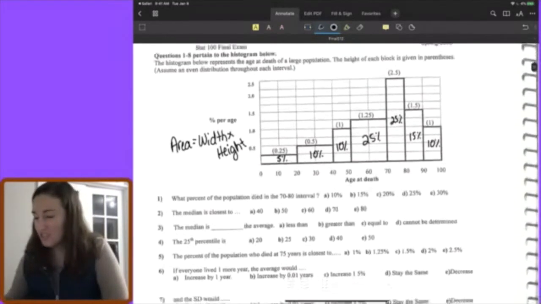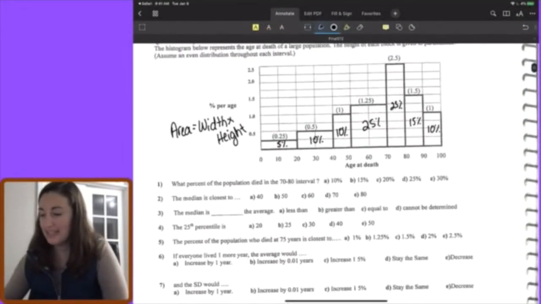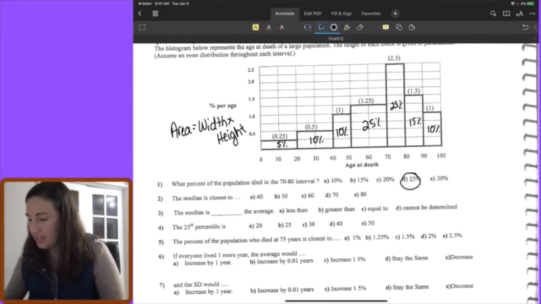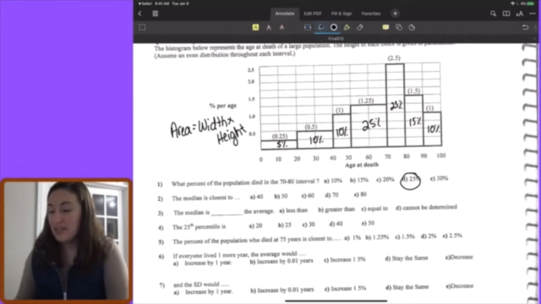And now I can answer these questions a little bit easier. One says, what percent of the population died in the 70 to 80 interval? And we saw that was 25. Width is 10. Height is 1.5. Or sorry, wait, 70 to 80. Width is 10, height is 2.5. And then what is the median?